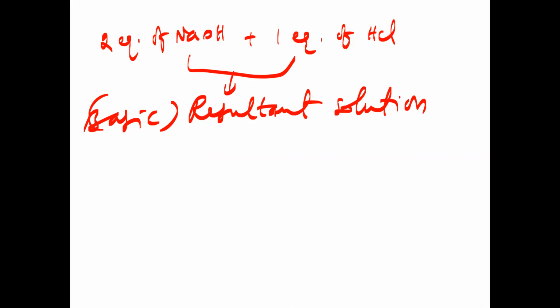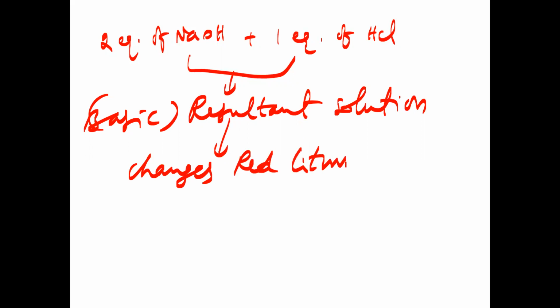Whenever a basic resultant solution is taken, that solution will change red litmus into blue. That we have to understand. So this resultant basic solution changes what? Red litmus paper into blue. Red litmus into blue.